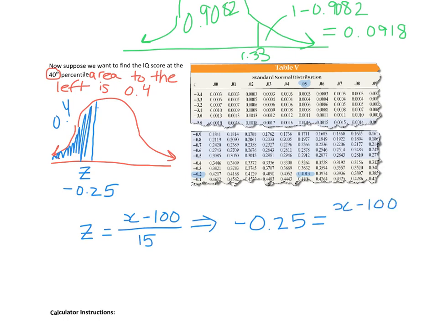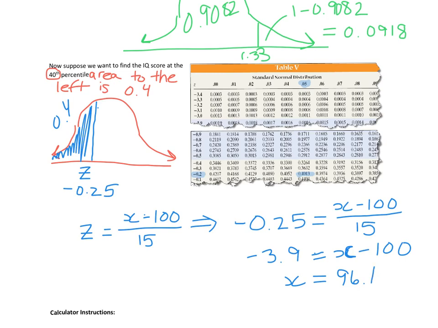All right, so let's clear our fractions. Let's multiply by 15 on both sides. Whoops, and I'm saying minus. Oh, wait, no, I'm right. I'm good. And then after we do that, we can add 100, and we get our corresponding score, which is 96.1.